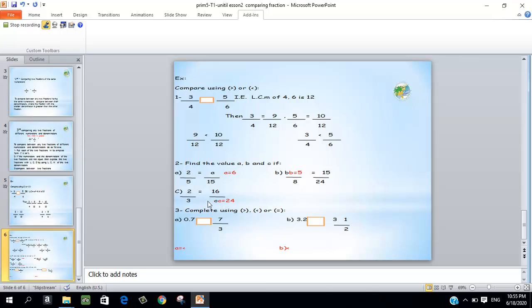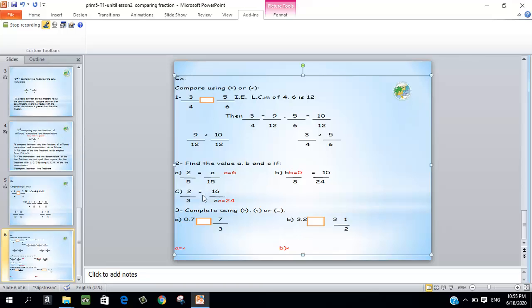Another example. Where is the missing number? Here. Look at the numerator: 2 changes into 16. So we multiply 2 times which number to equal 16? 2 times 8 equals 16. Then 3 also times 8. Why 3 times 8? What is the property of fractions that we took before? If we multiply the numerator by any number, multiply the denominator by the same number. 2 times 8 equals 16. Also 3 times 8 equals 24. Then the missing number is 24.